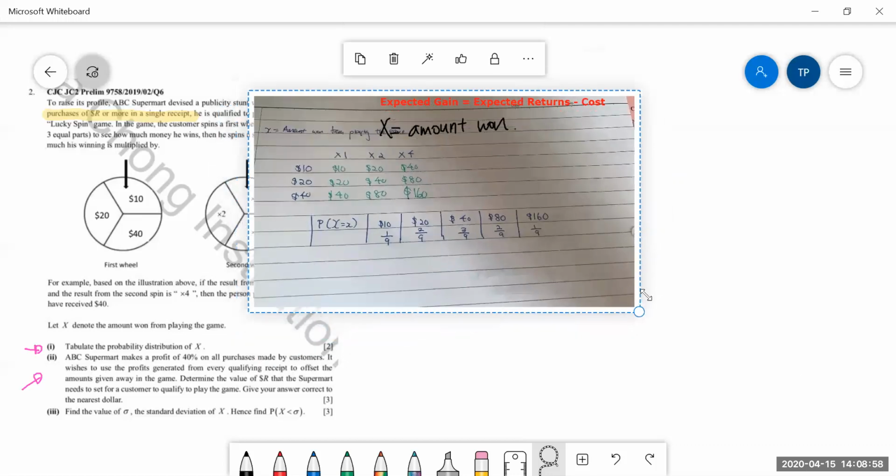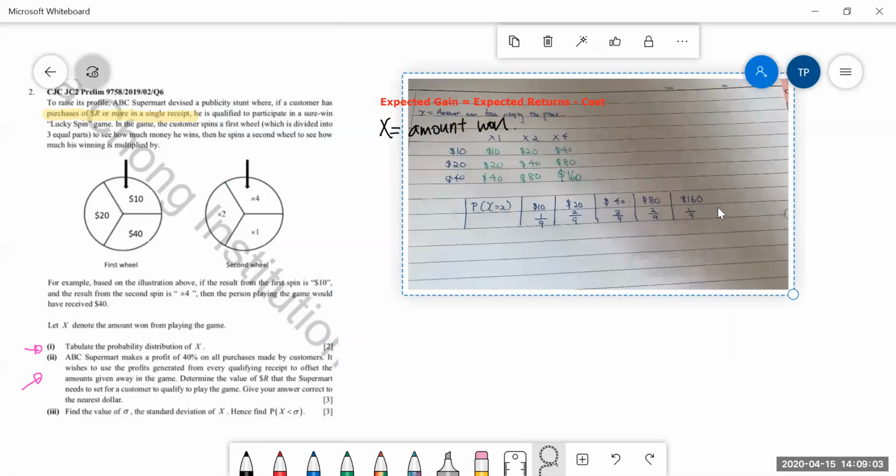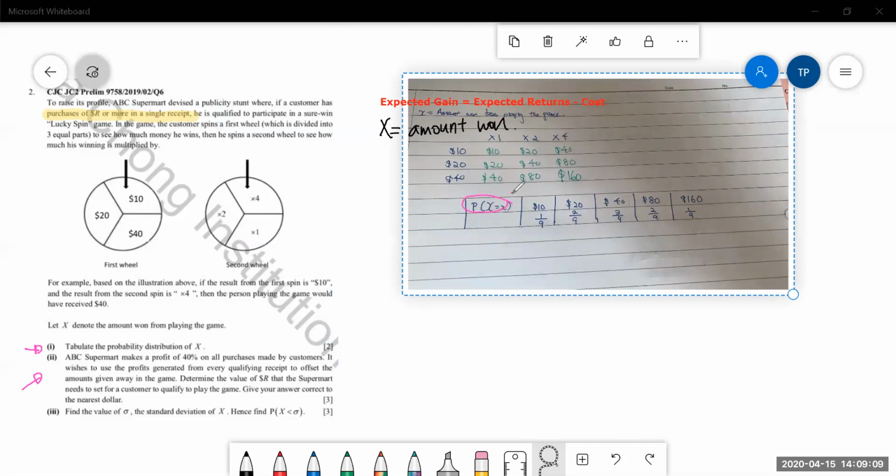Okay, yes, correct. This part is X, and this is P(X = x). The first one is X, and these are probabilities. Sorry, X is the amount won, I already mentioned. It's okay, don't need to apologize. Okay, I understand. Let's look at the second question.